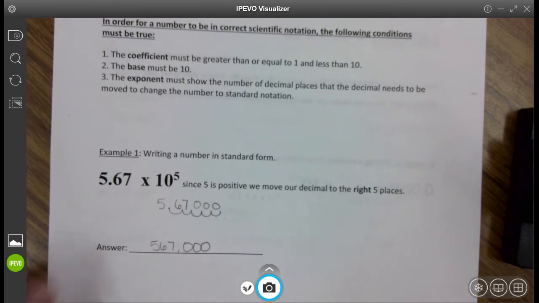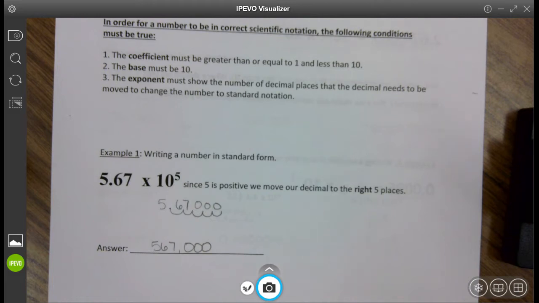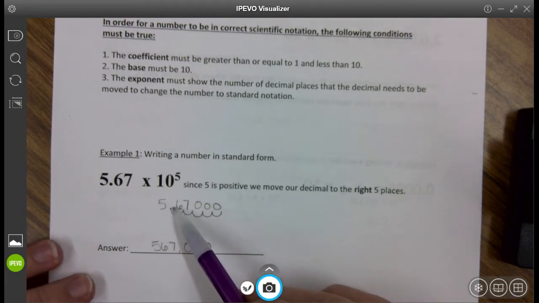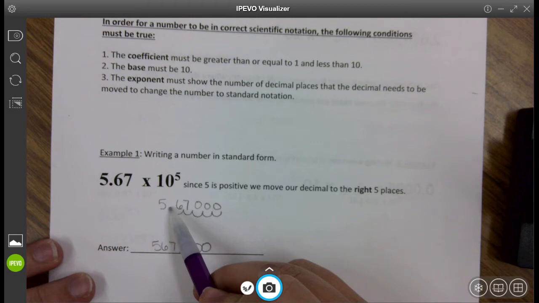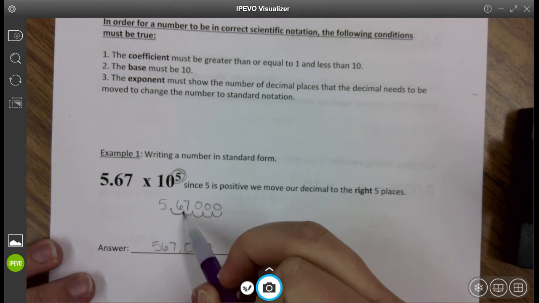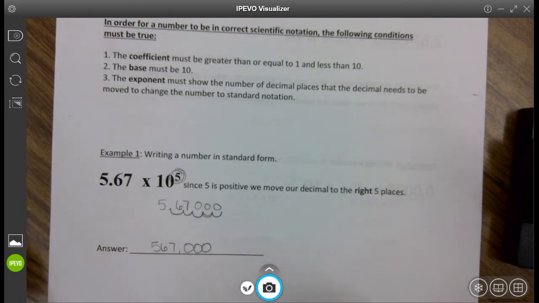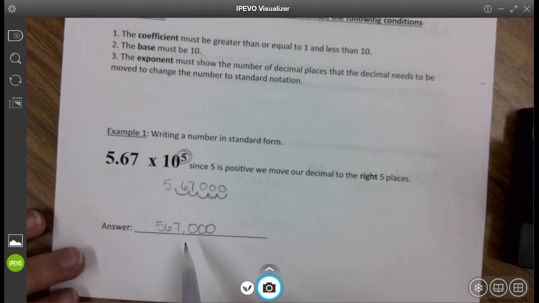So if we look down at the bottom of our paper, it says example 1, writing a number in standard form. This is our scientific notation given right here. It says 5.67 times 10 to the fifth. Since 5 is positive, we move our decimal to the right 5 places. What I like to do is write out 5.67, and then we start at our decimal place, and since this says 5 up here, we move our decimal place 5 times. I just drew little humps to realize where to move and how many times I needed to move. So I moved it 5 times and got the answer 567,000.